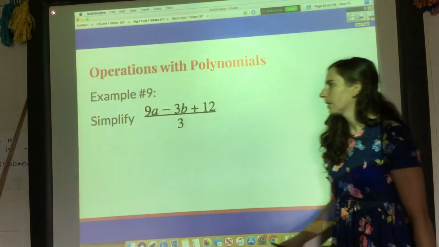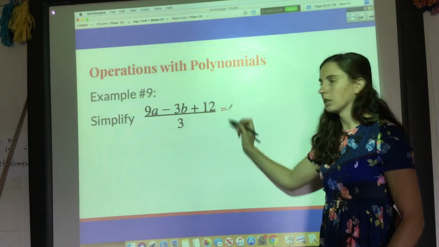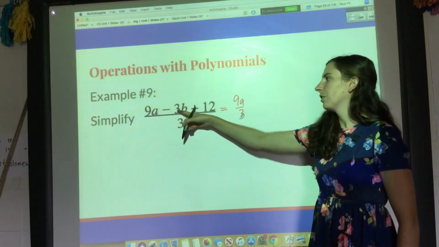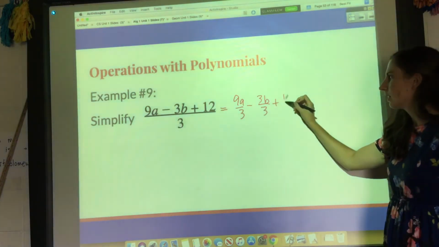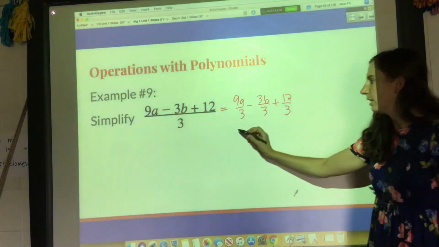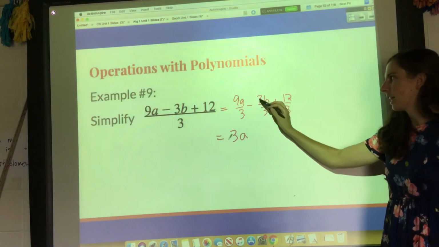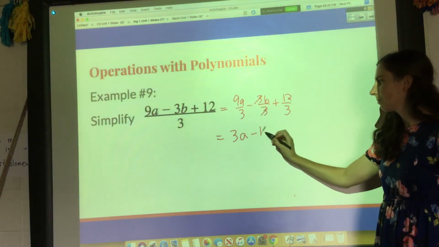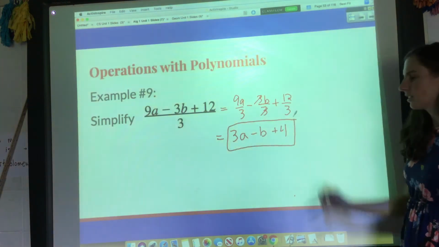Let's try this one. Again, I could split all of these terms up over that denominator. And maybe you could do this without writing it out, and that's fine. But 9a over 3, negative 3b over 3, and 12 over 3. Because now I can simplify a little bit. 9 over 3 is 3a. 3 over 3 just cancels out. It makes a 1, and we don't need to write that 1, so it's just minus b. And 12 over 3 is 4. That's my final answer on that one.